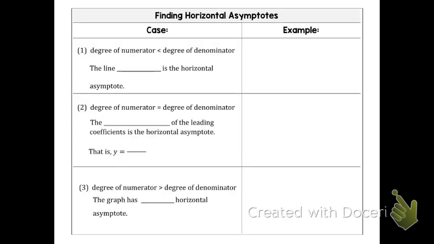All right, and then we have 3 cases. 3 things that can happen. So the first thing is that the degree of the numerator could be less than the degree of the denominator. So for example, we might have the equation y equals x minus 2 over x squared minus 9. We can see here that our degree on the top is 1 and the degree on the bottom is 2. 2 is bigger, so the top is smaller. So if that's the case, then the line y equals 0 will be our horizontal asymptote.